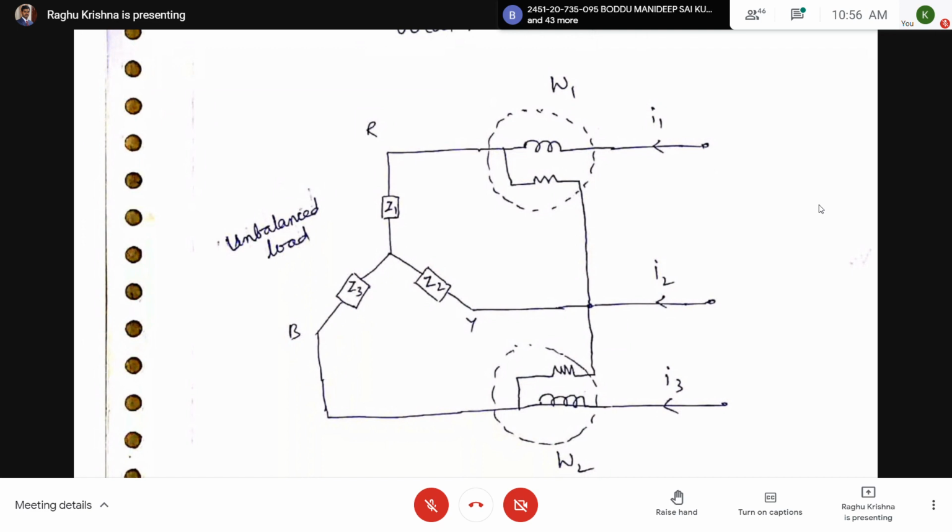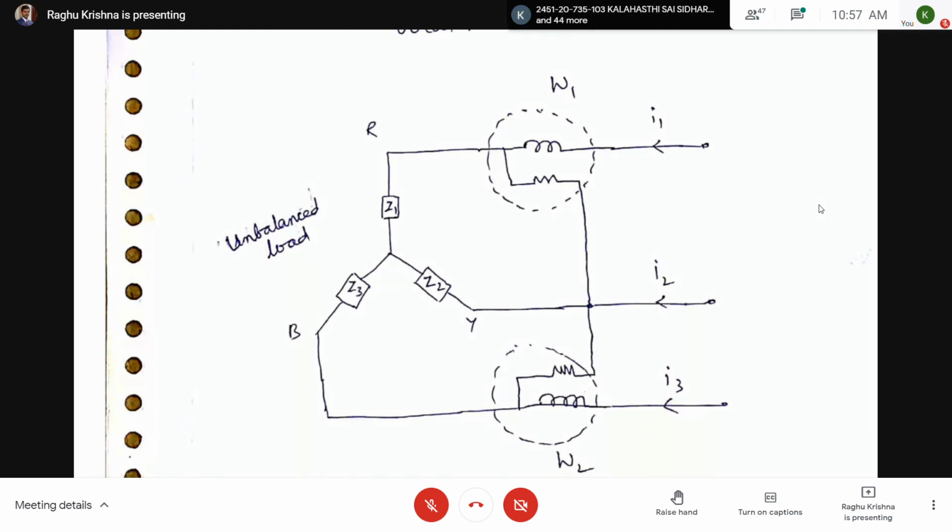Are you able to see the circle W1? So below the current coil, you have the voltage coil, which is represented by a resistor. Why it is represented with a resistor means it will be having more resistance. So the voltage coil will be having more resistance. It is connected across the lines, so it is connected between R and Y.